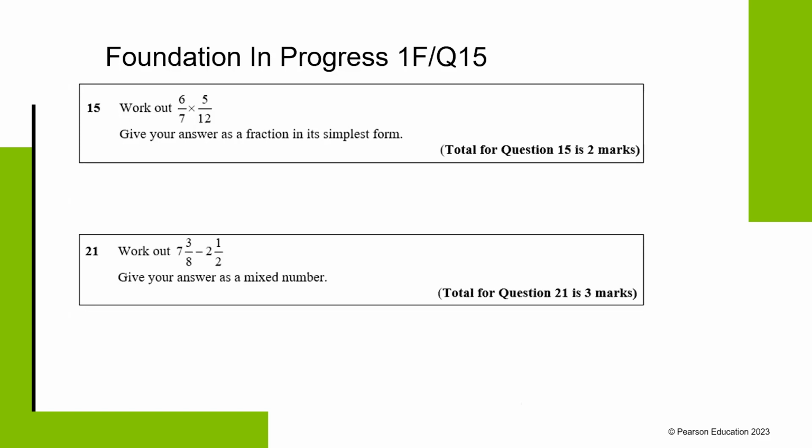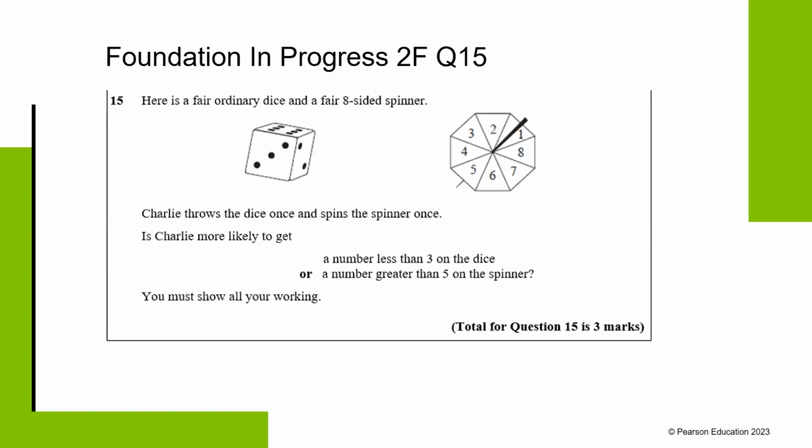Question 15 on paper 2. Now this, at face value, appears to be really straightforward. Here's your dice. Charlie's throwing the dice once and spinning the spinner once. Is he more likely to get a number less than 3 on the dice or a number greater than 5 on the spinner? And so we would think, okay, this feels like a really nice question that students can get their teeth into.